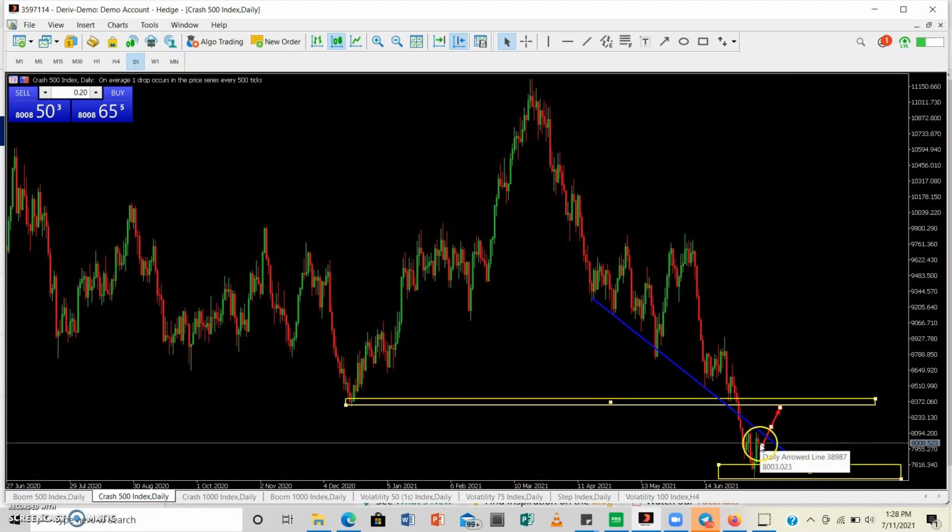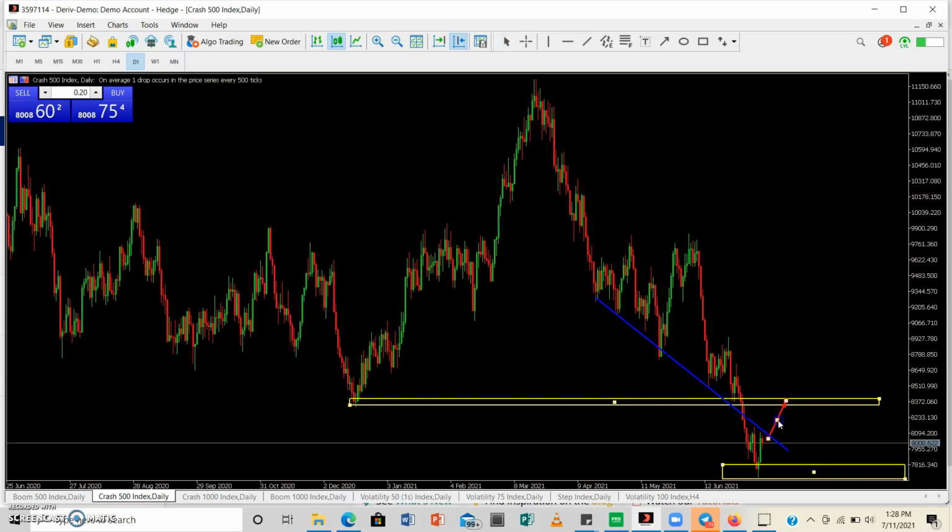But what I'll do is, the moment I see my price breaking this blue line, I'm going to enter into a buy, because I know it's a break in to the new channel, right? But if my price fails to break this blue line, I'm sure that we're going back down to continue with the breakout out of the channel. Okay, so that will be Crash 500 for you.